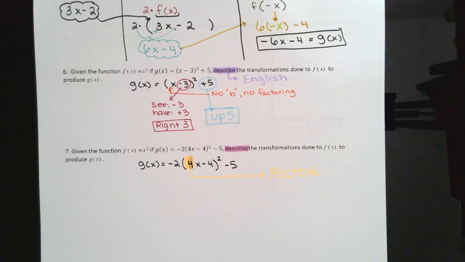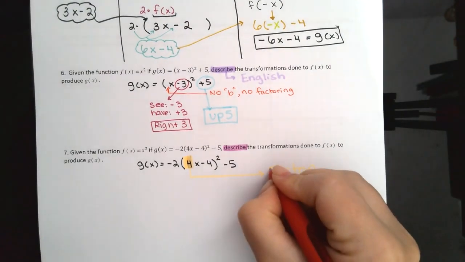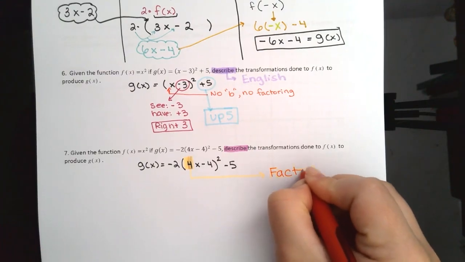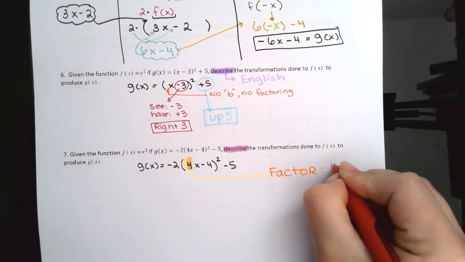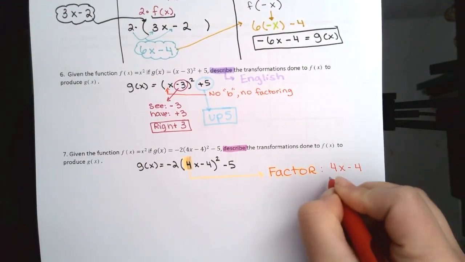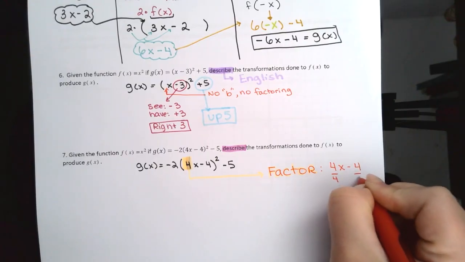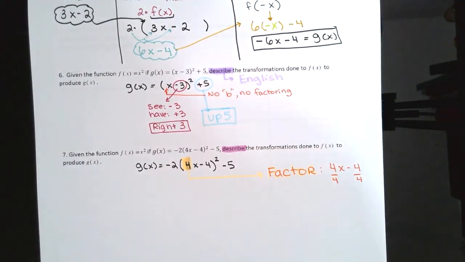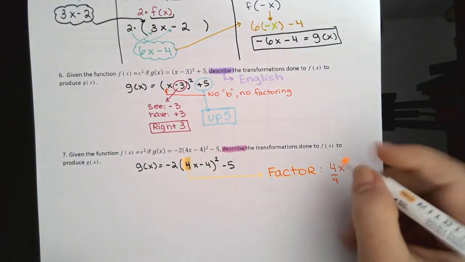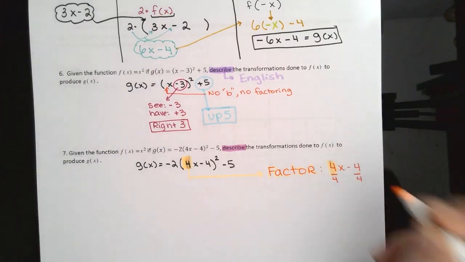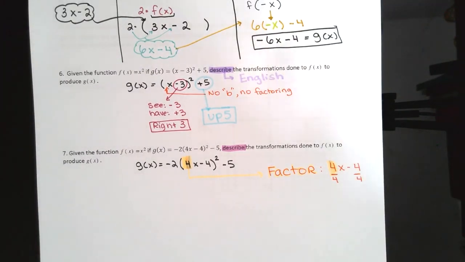To factor out that b value, I usually like to do this off to the side and then bring in my descriptors later. So I'm going to rewrite this. 4x minus 4. We're going to divide by 4 by our b value. So if your b value is negative, divide by a negative. If your b value is negative a fraction, divide by a negative fraction. So whatever you have attached to your x, that's what you're going to be dividing by.